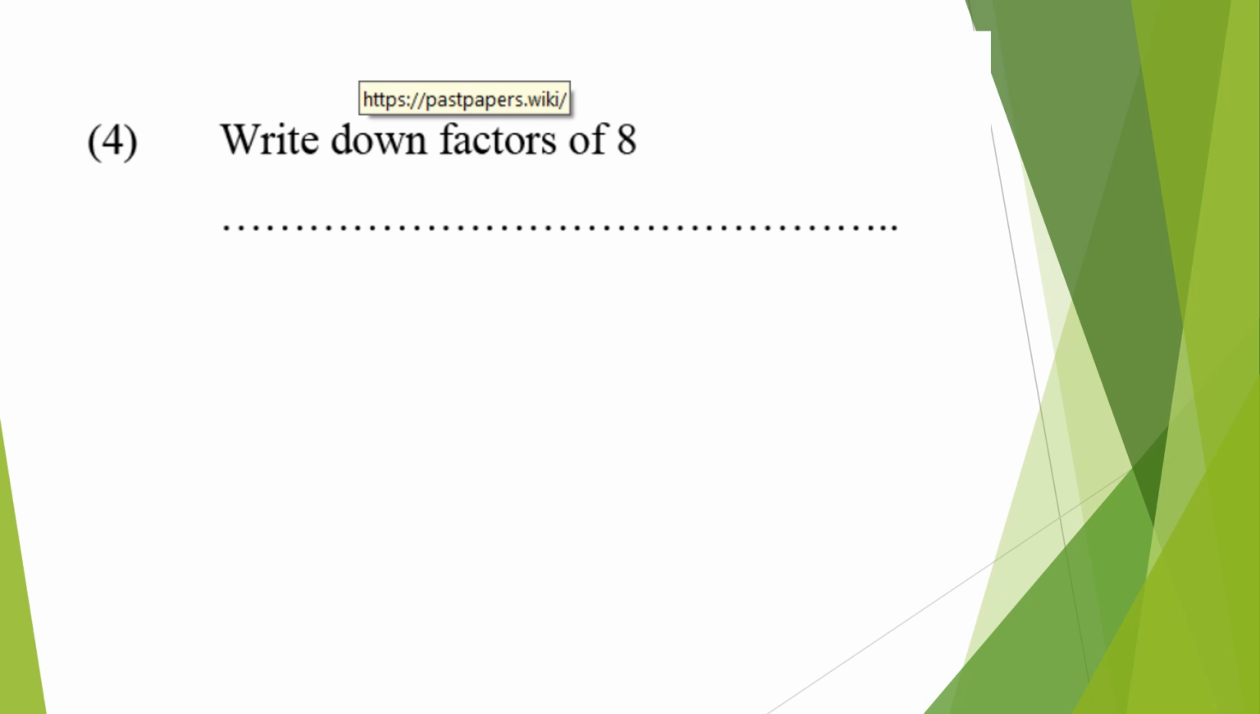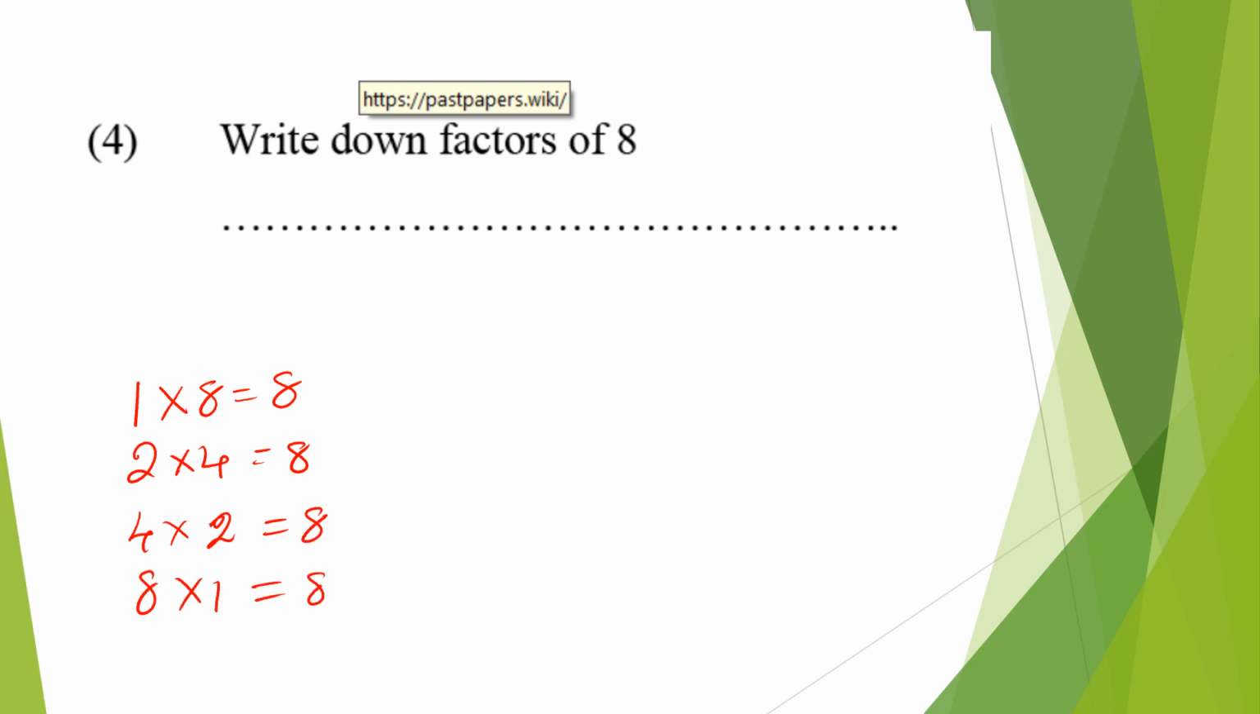You can just say 1 into 8 is 8, and 2 into 4 is equal to 8, and 4 into 2 is equal to 8, and then 8 into 1 is equal to 8. So the factors mean all these numbers that make 8. So as the answer, you can write the factors are 1, 2, 4, and 8. Those are the factors of 8.